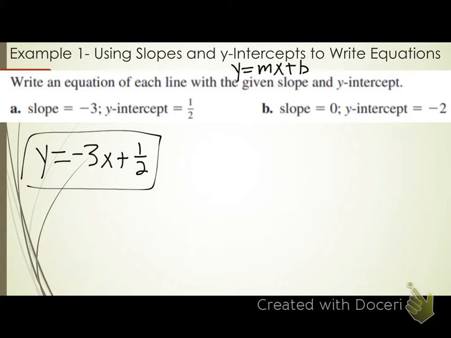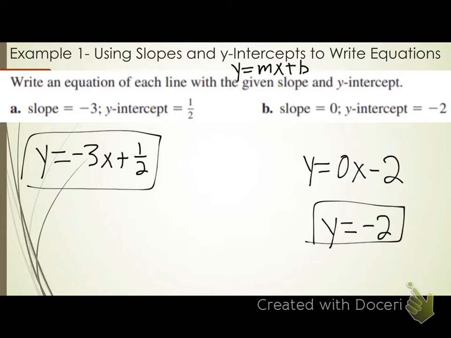Y equals 0x minus 2. Does everyone agree with that? No? Why not? There you go. You could just put y equals -2. That'd be the most simplified form of the equation. However, if you wrote it like this, I wouldn't count it wrong because that's still technically correct. So either one of those would work.